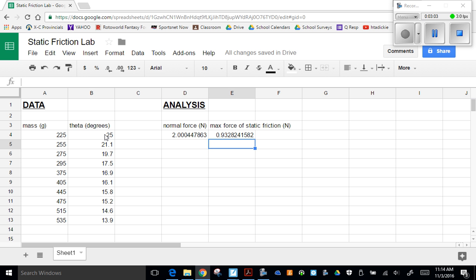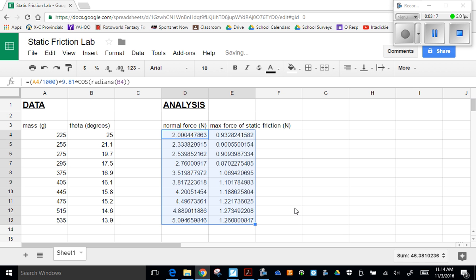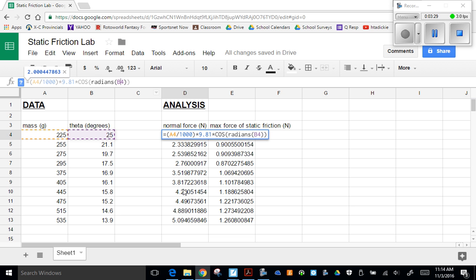Now that's not particularly quick. That's probably no quicker than doing it on your calculator, but when you highlight both of those boxes and then click on this little solid square in the bottom right-hand corner and then drag it down, that is quicker. Now we have all of our normal forces and all of our max force of static friction. You can see that if I click on this one, it's using cell A4, cell B4. If I click on this one, it's using cell A13 and B13. It automatically makes that transition for you.